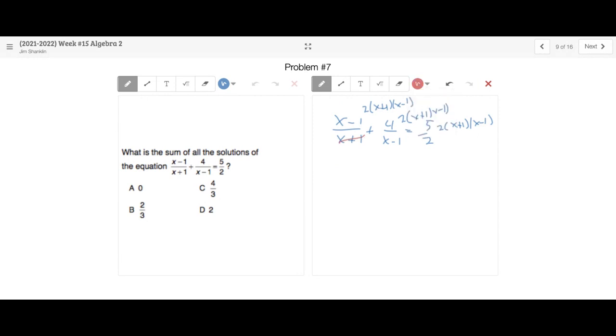So the x plus 1 is going to cross off the x plus 1. So what am I left with up here? Oh boy, this is not going to be nice. I've got 2 times x minus 1, x minus 1, plus 4 times 2, x plus 1, x minus, oh, that x minus 1 is going to cross off. So I've really got 8, x plus 1, and is equal to 5, x plus 1, x minus 1. Something doesn't seem right here. One second here.